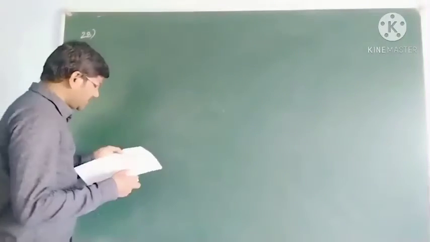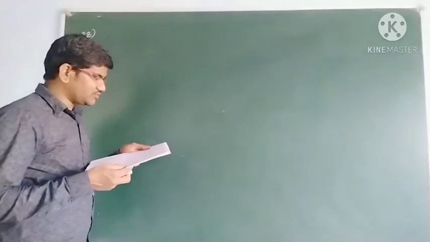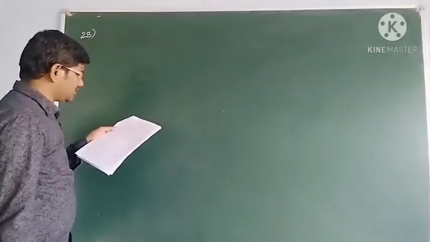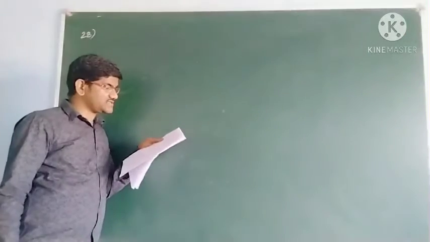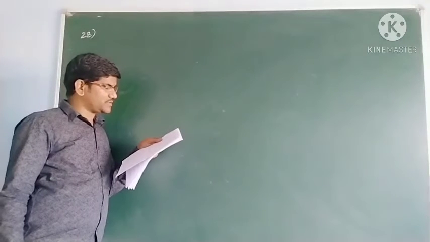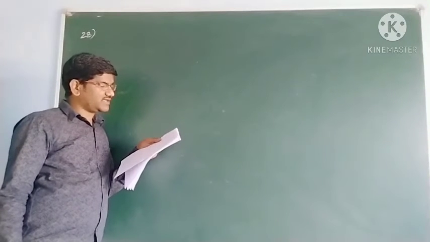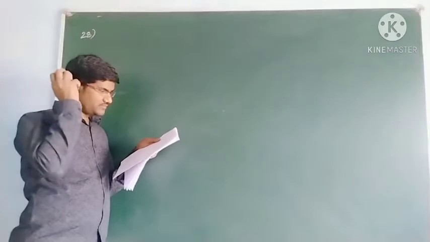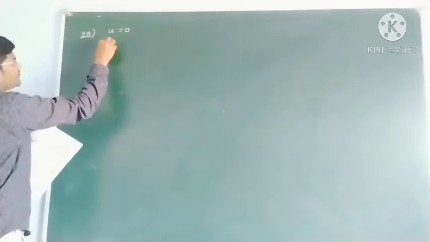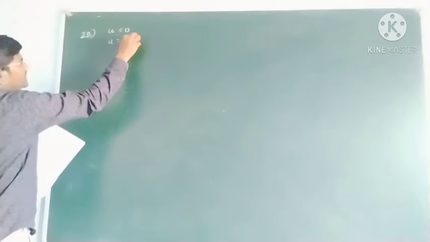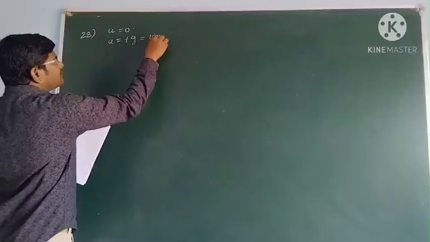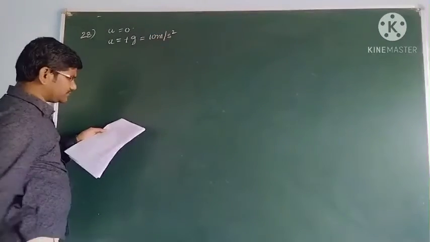28. So the 28th problem, students: a parachutist drops freely from an aeroplane for 10 seconds, and then the parachute opens out, and after that he descends with a net retardation of 12 meter per second square. So he is a freely falling person, u is 0 and a is plus g. Since he is coming in the downward direction, the g value they have given us is 10 meter per second square.